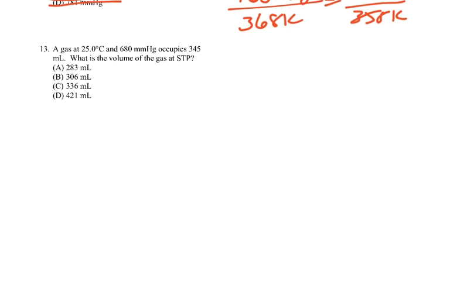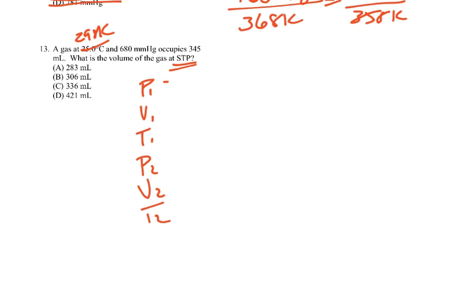Okay, 13. A gas at 25 degrees, we're going to change that to 298 Kelvin, and 680 mmHg occupies 345 milliliters. What's the volume at STP? Okay, so this is a P1, V1, T1, and P2, V2, T2 kind of a problem. Okay, what is the volume at STP?